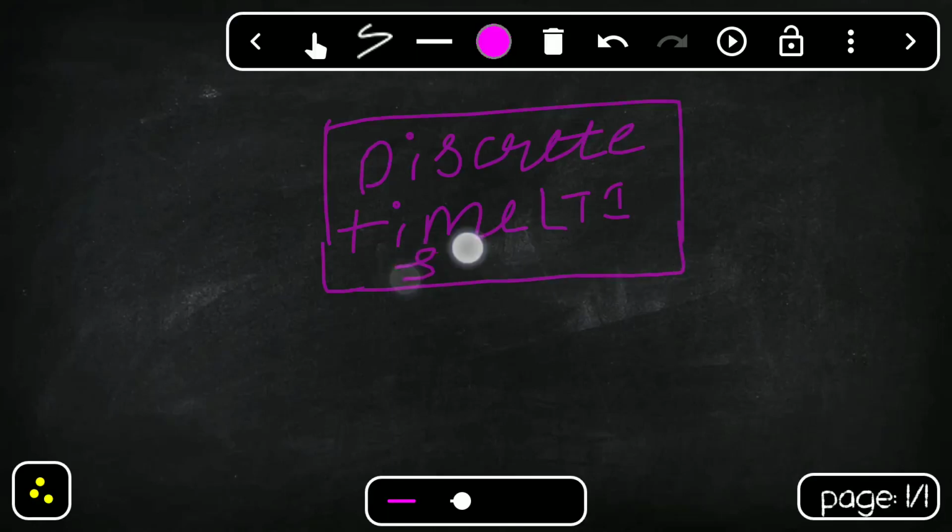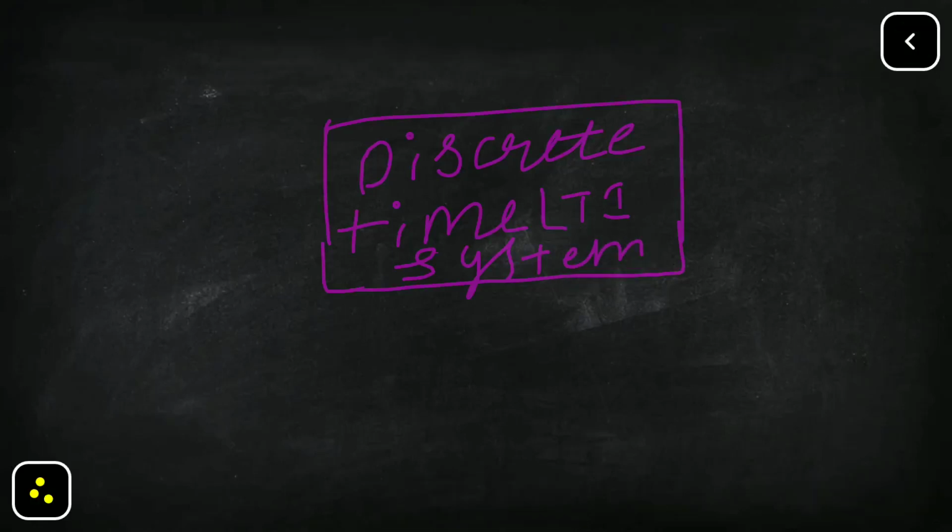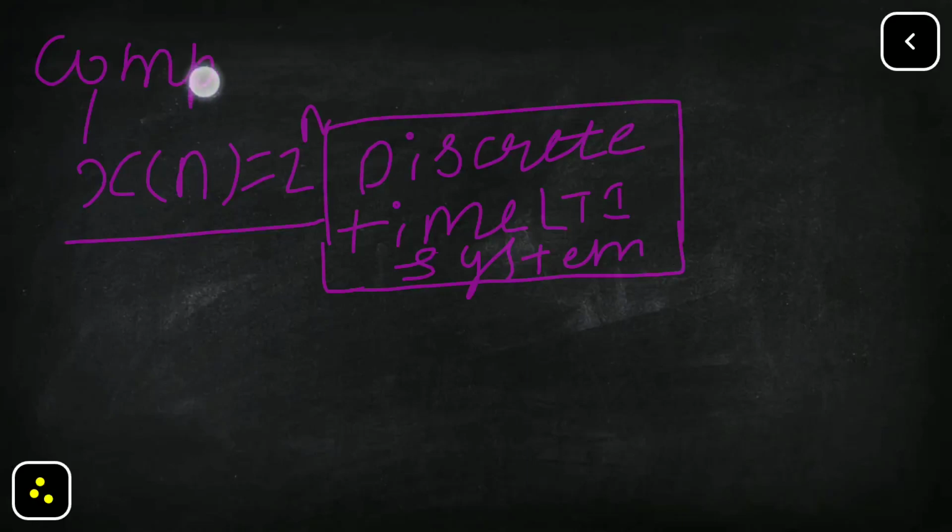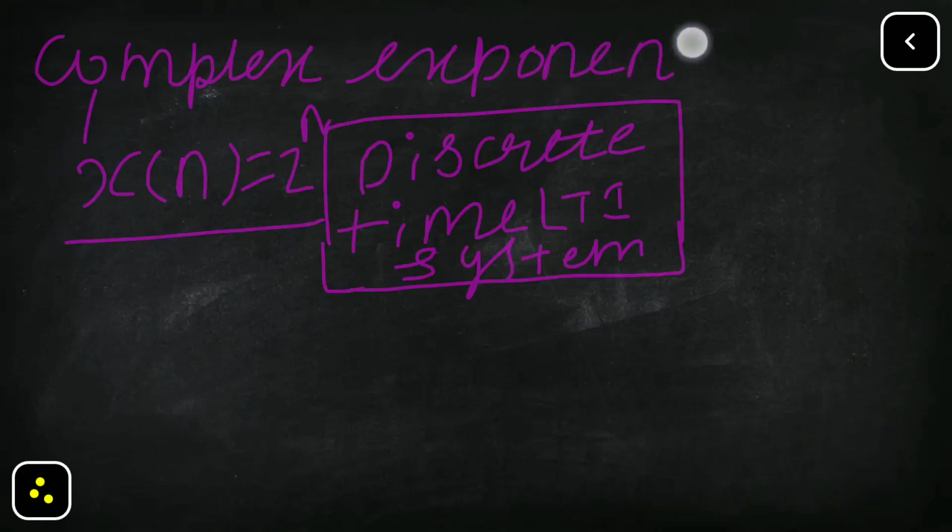So yes, it is a discrete time LTI system, and for this system you're going to give your input x of n is equal to z to the power of n, right? This is what I call my complex exponential input. I apply a complex exponential input, that is x of n is equal to z to the power of n, to the discrete time LTI system, that is this one.